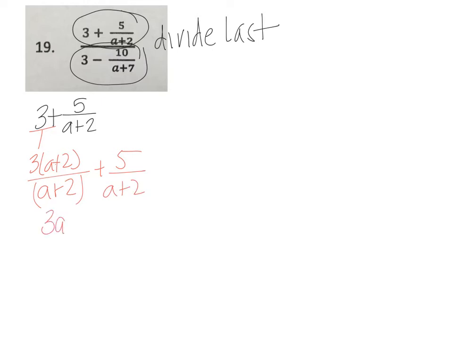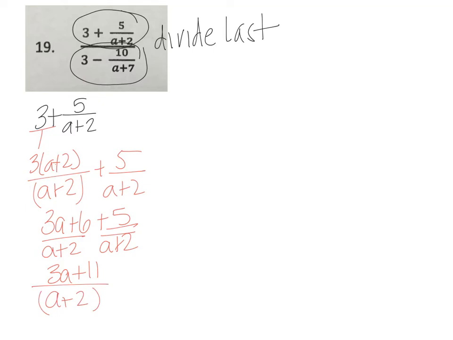So distribute: 3a plus 6, plus the 5. And that's 3a plus 11 over a plus 2. Okay, that can't be factored, so that can't be simplified. This is the numerator.